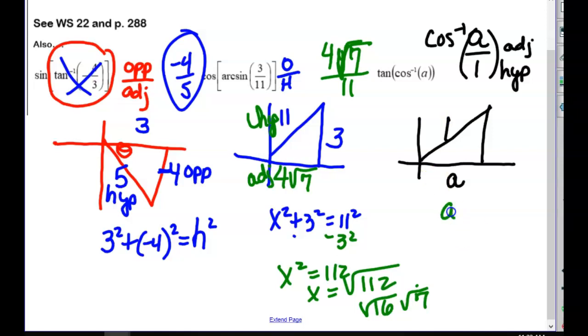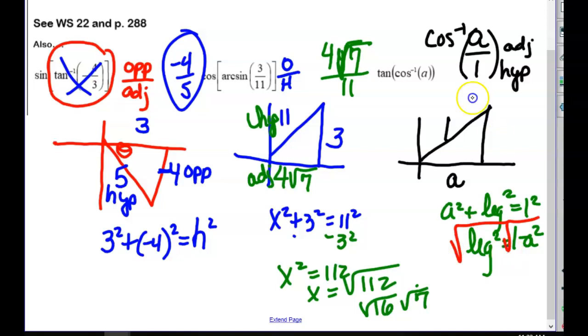If we do Pythagorean theorem, we have a squared plus some leg, we don't know, squared equals 1 squared. How do we get leg squared by itself? Okay, so we'll have leg squared equals 1 squared is just 1, right? 1 minus a squared. So to find the leg, we still have to, so what are we going to write on this leg? Square root of 1 minus a squared. Do not simplify. It does not simplify.